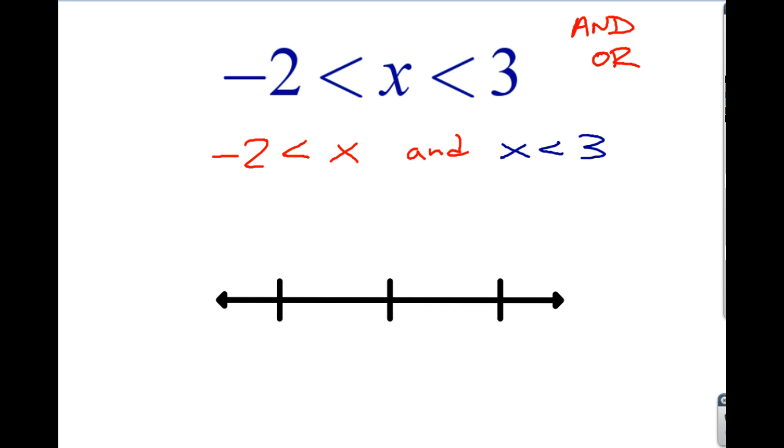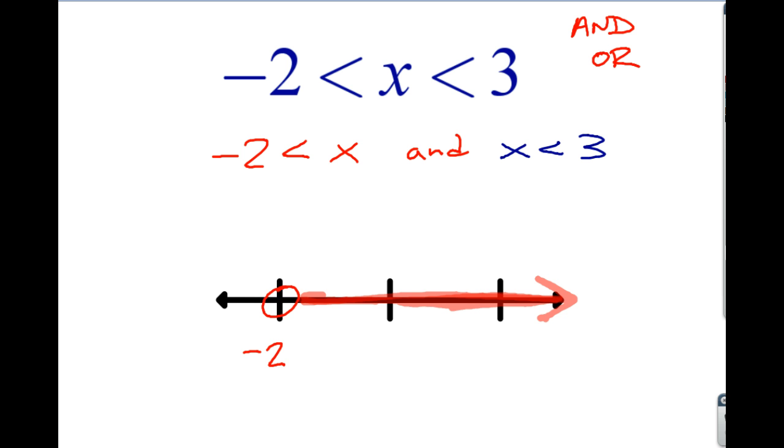The first one we'll do in red. x is greater than negative 2. So here's negative 2, and it's going to be greater than that. So I'm going to put an open circle, and then I'm going to shade to the right. So that is x is greater than negative 2.